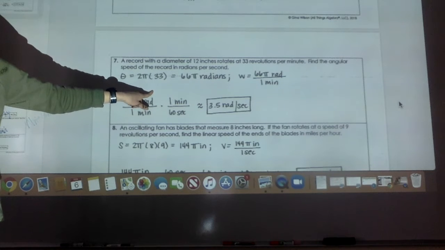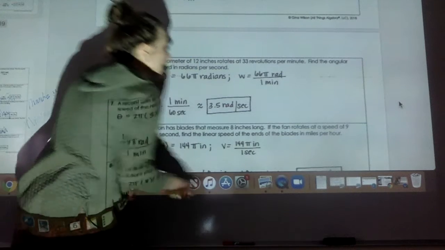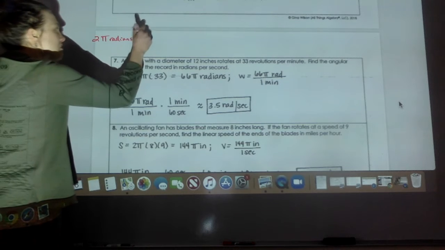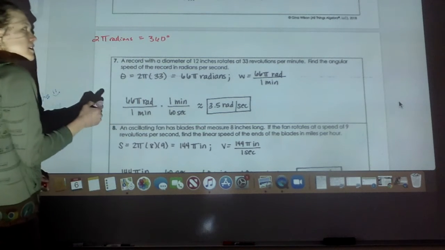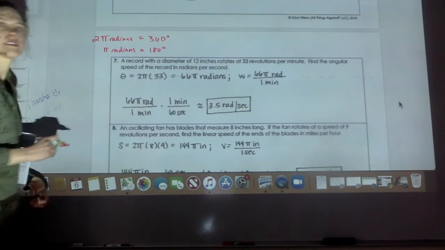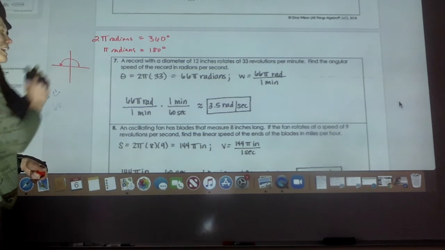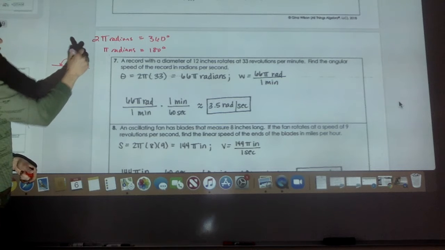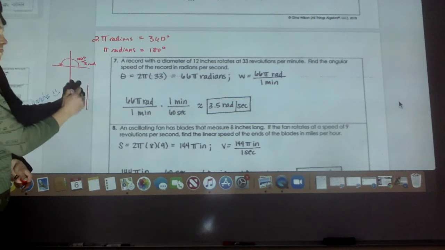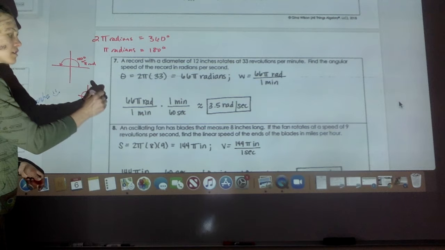Do you remember that from our unit conversion? With our unit conversion, we had 2 pi radians is the same thing as 360 degrees. So we had pi radians is equal to 180 degrees. So what this is saying is if I have an angle and I'm rotating 180 degrees, that's 180, or I could also write it as pi radians. If I'm going 360 degrees or a full circle rotation, that's 360 or 2 pi radians.